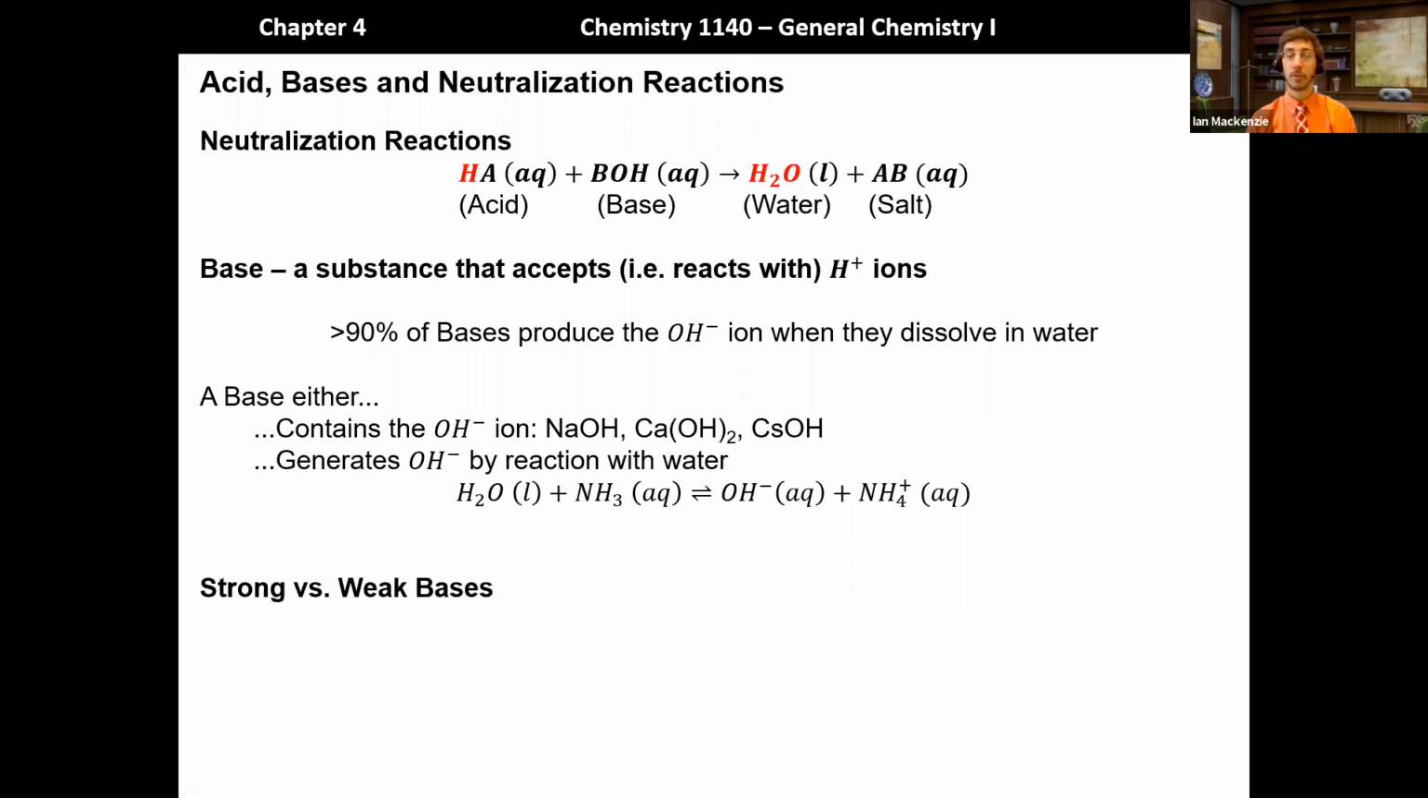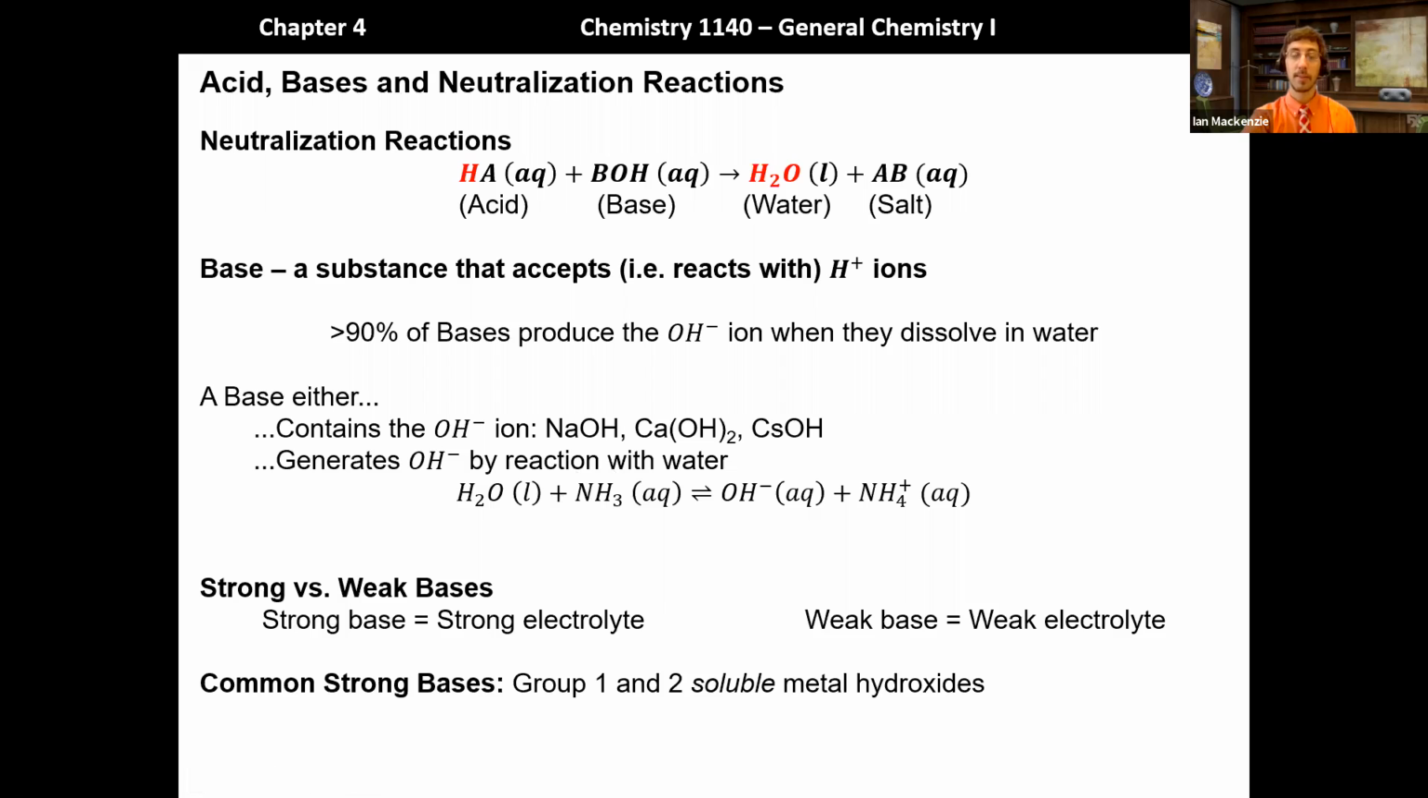So strong versus weak bases, we can still have some very similar things here as well. Strong bases are strong electrolytes, weak bases are weak electrolytes. We won't really list many examples of weak bases. Ammonia is one example of a weak base, but most of the time we'll stick to strong bases. And strong bases are going to be any group 1 or group 2 soluble metal hydroxide.